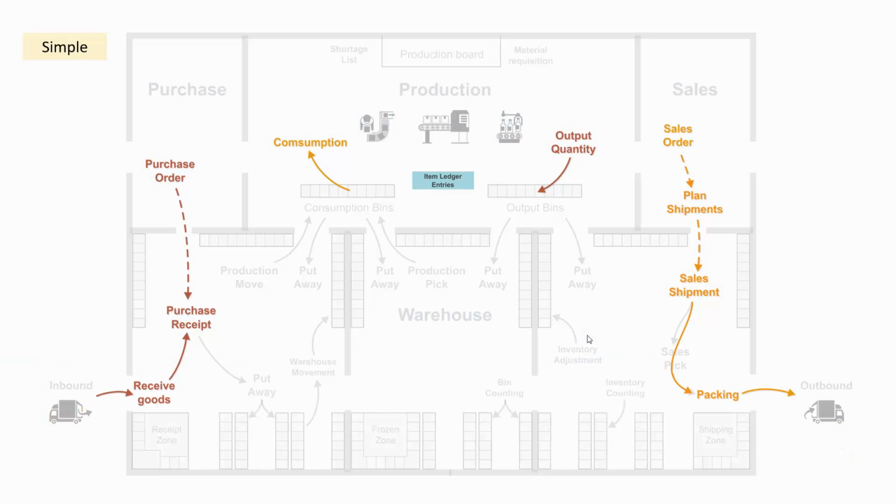Through the location card, you can set up your outbound processes to be a mixture of sales orders, shipment, picks, and the use of bins. Let's have some examples of that. So this is the first example.